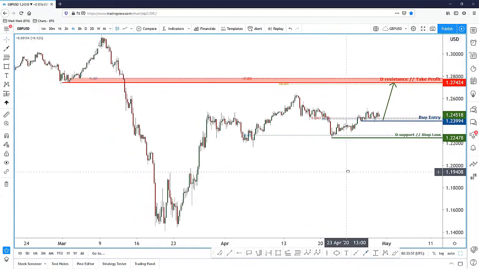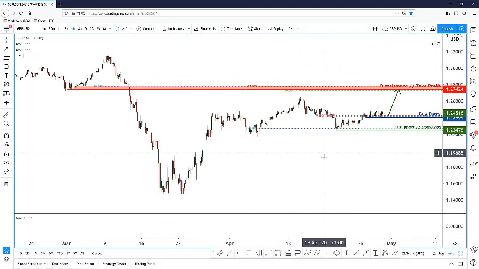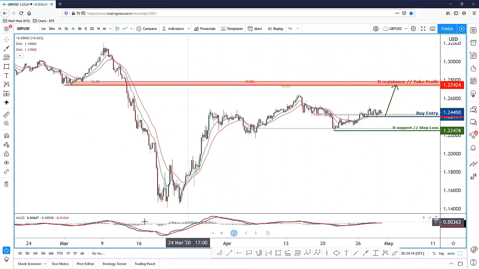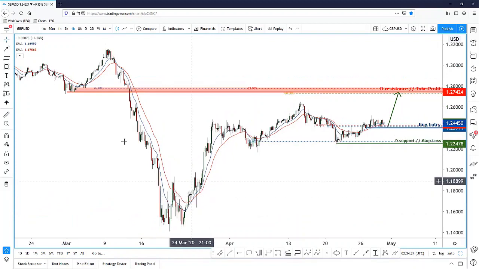So what we have here for the pound dollar is really to buy at the 1.23994 level, and then we play a push up to the 1.27424 level, the daily resistance. Okay, if I were to bring out all the indicators, right, the one that I like to look at is MACD. It's above zero. So as long as it's above zero, it's still in a bullish environment.